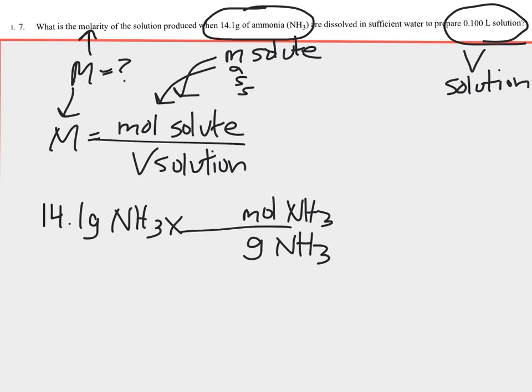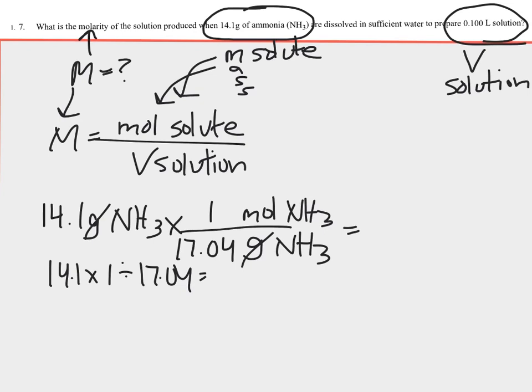I'm going to look at my periodic table. For every 1 mole of NH3, if I add up 1 nitrogen and 3 hydrogens, I end up with a molar mass of about 17.04 grams. Again, off my periodic table. Yours might be slightly different because periodic tables can round. Now, grams cancel out, so I'm ending up with 14.1 times 1, because it's on top, divided by 17.04 on the bottom. That's how you make that work. And the answer I end up getting is about 0.83 moles of the solute.